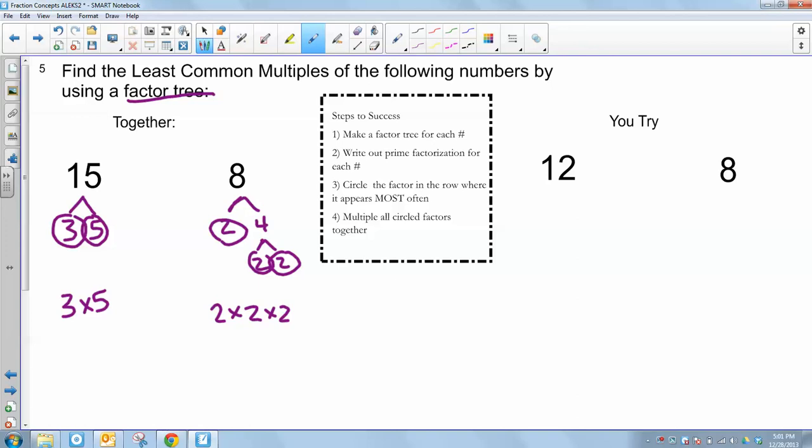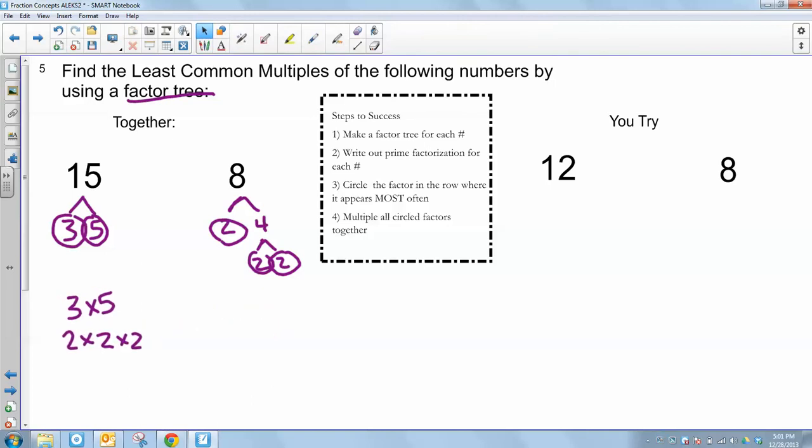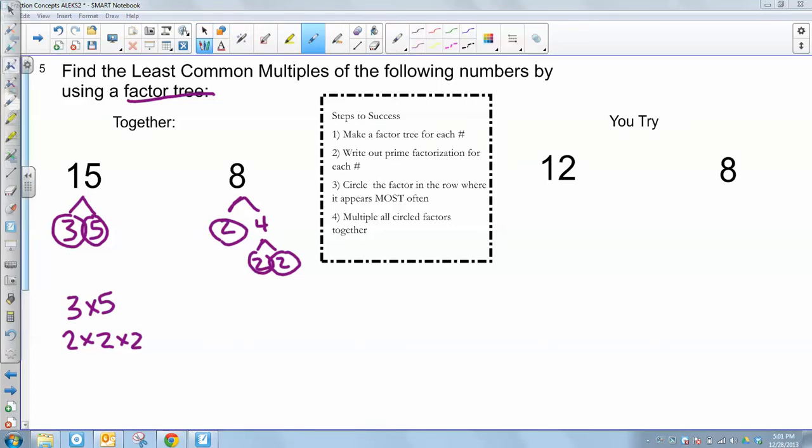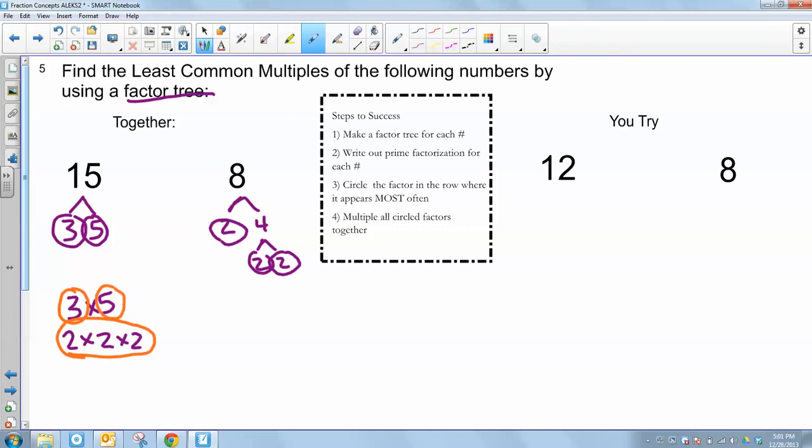Circle the factor in the row where it appears most often. So tell you what, this is what we're going to do. We're actually going to write out the prime factorizations right below each other. So I'm looking to see, where does the number 2 appear most often? It appears most often in this row, so I circle all of my 2's. Where does the 3 appear most often? Right here, so I circle the 3. Where does the 5 happen the most often? In this row, because there's 1, so I circle that.